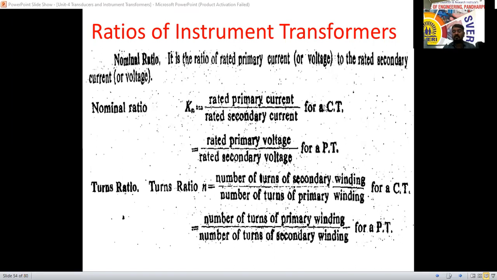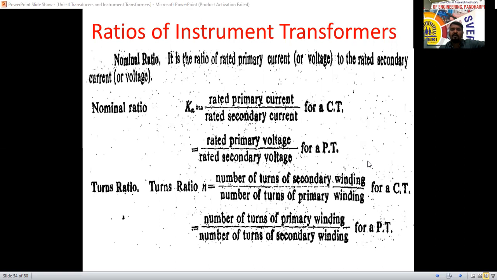I told you, the transformation ratio is the magnitude of the primary phasor to the secondary phasor. For the CT, the magnitude of the primary current to the secondary current. For the PT, the magnitude of the primary voltage to the secondary voltage. For the nominal ratio we use rated values instead of magnitude. For the turns ratio, for the CT it is the secondary number of turns to the primary number of turns, and for the PT it is primary to secondary. Only for the CT is it changed, only in the turns ratio. All other things are the same. So these are the three ratios we have discussed for both CT and PT.